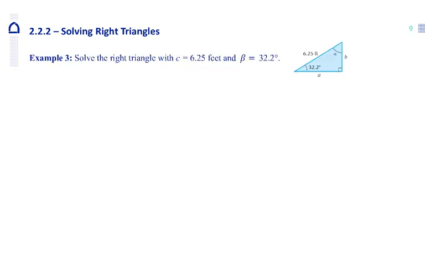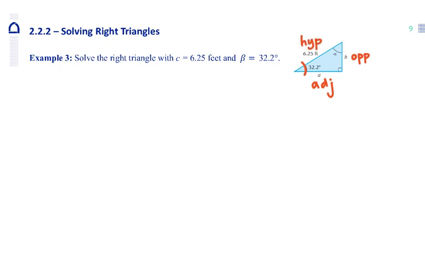Okay, here's another example. It says solve the right triangle. Again, that means find everything. Find every missing angle, every missing side. And they gave us two pieces of information. They gave us that one angle is 32.2 and one side is 6.25. So the first thing I would do is start with what you know, which is 32.2, and label the things you don't know. This is the opposite side relative to 32. This is the adjacent, and this is the hypotenuse.